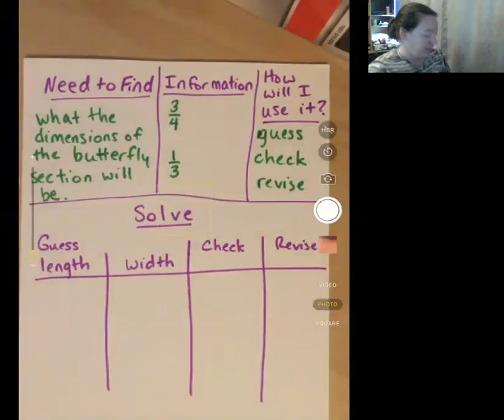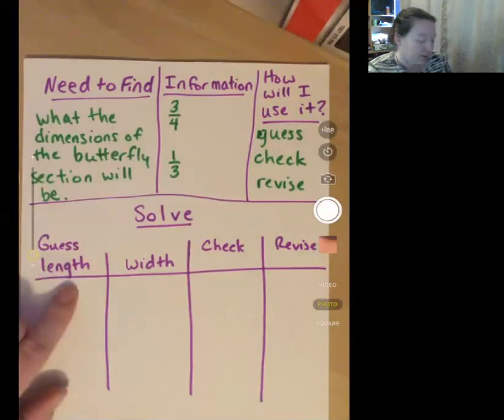Down under solve the problem, it says I can try different lengths and calculate the widths by finding 1/3 of the length. For each length and width, I'll find the area and then compare. If the product is less than or greater than 3/4 of a square yard, I will need to revise that length.